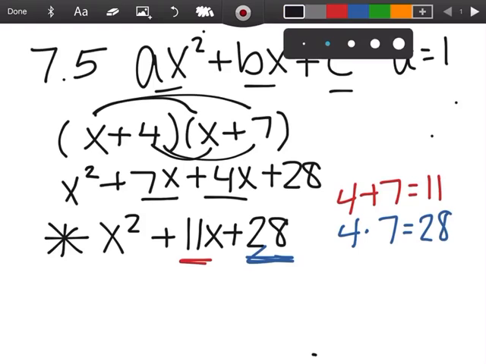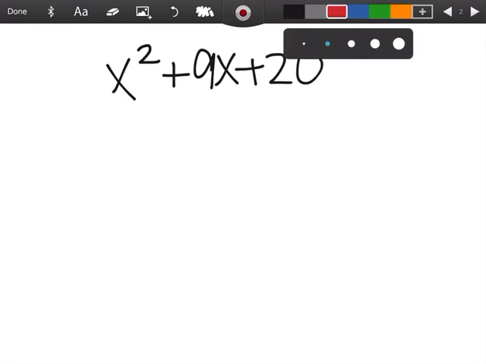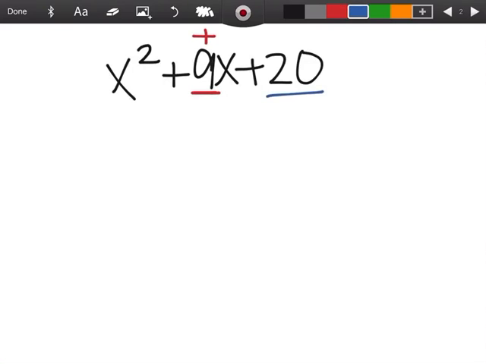So when it comes to factoring, I'm going to be working backwards. I'm going to be looking for two numbers that multiply to be my last term, which is C, and add to be my middle term, which is B. And then, like we said, x times x is x squared. So what does that look like? Well, if I gave you the trinomial x squared plus 9x plus 20, I'm looking for two numbers that add up to be 9 and multiply to be 20.